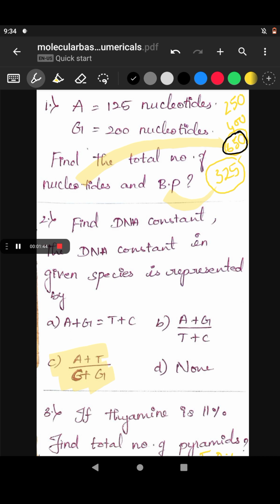That is not constant for a given DNA segment. If you have to find the constant, always A plus T should be added and C plus G should be added, and the ratio of this A plus T and C plus G is going to give us the constant value of DNA in a particular species.